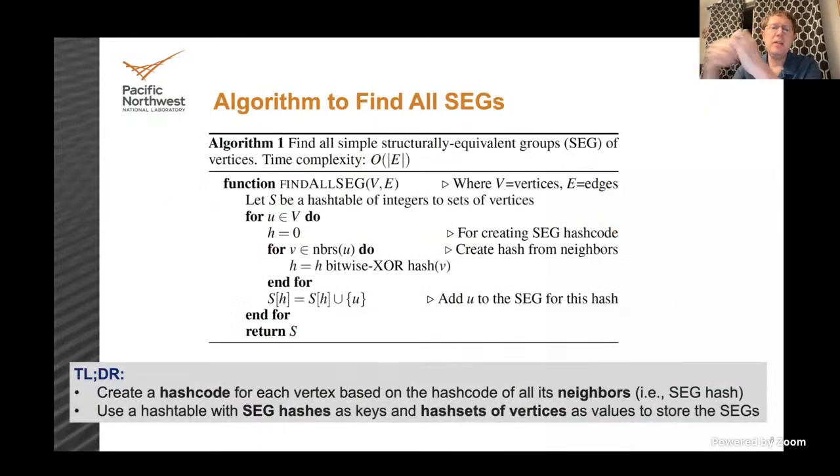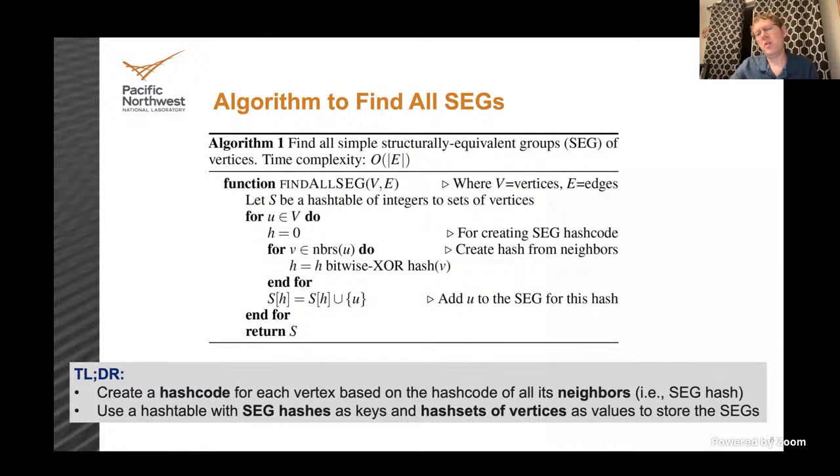So how do we find these structurally equivalent groups of nodes, or SEGs as they're sometimes called? It turns out there's a really simple algorithm for doing this, and it works in linear time with respect to the number of edges in the graph. The way it works is, for each vertex in the graph, you look at all the neighboring vertices, take the hash codes associated with those neighboring vertices, and combine them together with an XOR operation. This provides a new hash code for that node based entirely on its neighboring nodes.